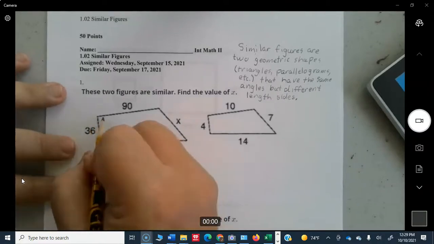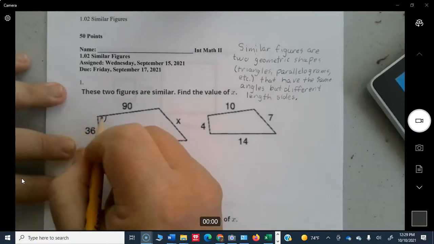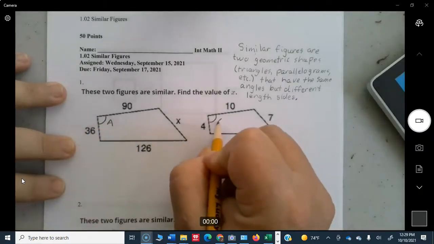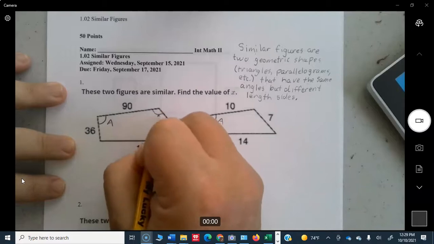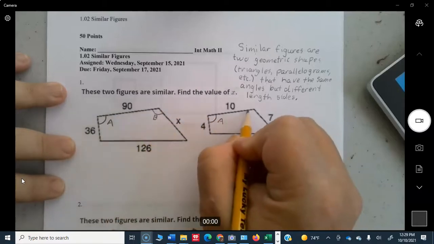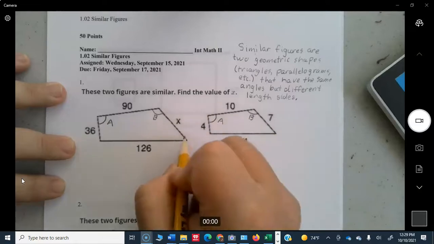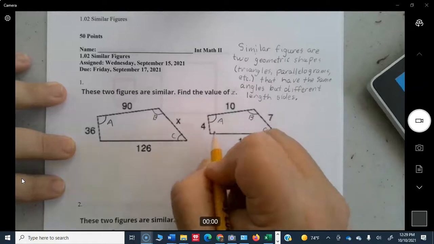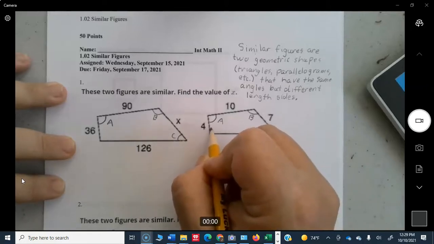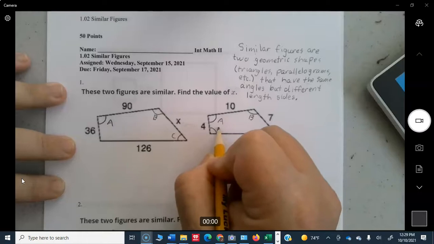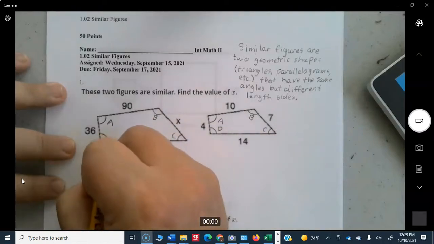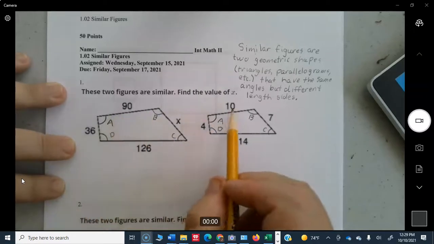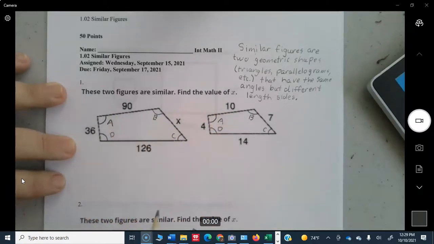We don't know what this angle is, but what we do know is that this angle A is the same as this angle A. This angle B is the same as this angle B. This angle C the same as this one. And this one, it might be a right angle, but I'm not sure. It doesn't make it clear. So we just call it D and D. But you can see that this side is clearly longer than that side.